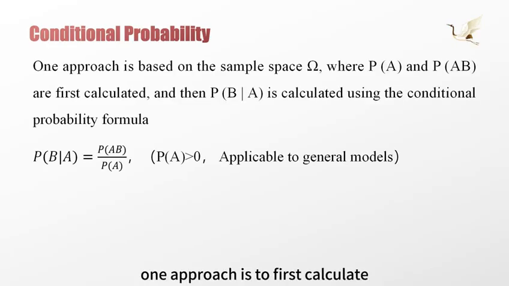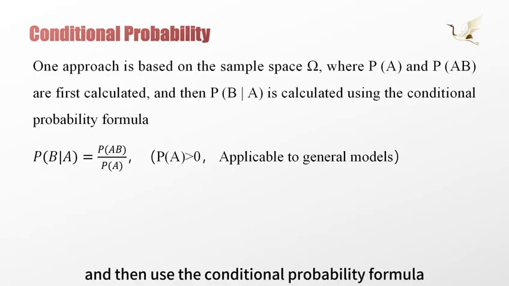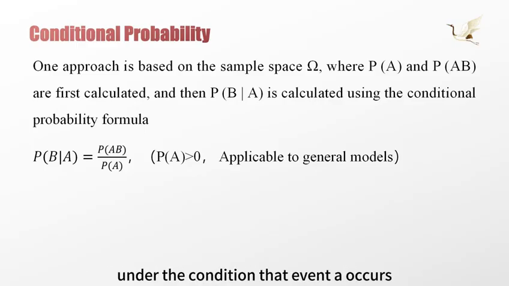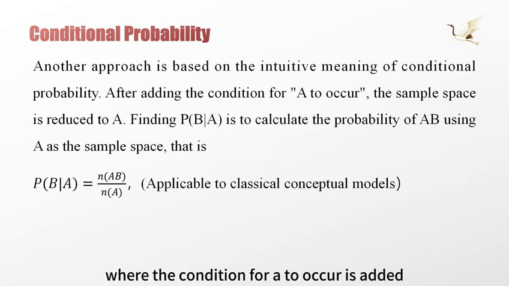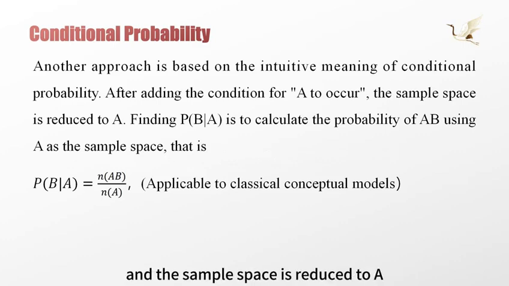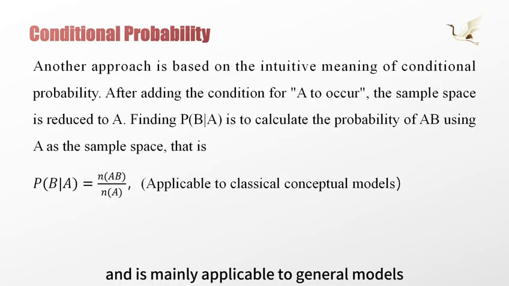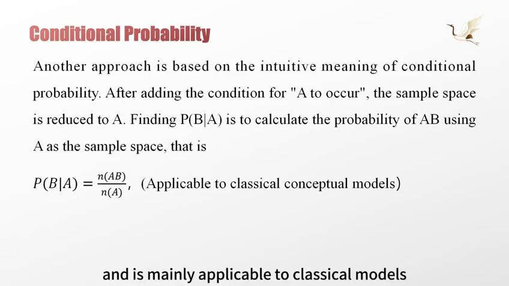One approach is to first calculate P(A) and P(AB) based on the sample space omega, and then use the conditional probability formula to calculate the probability of event B occurring under the condition that event A occurs. Another approach is based on the intuitive meaning of conditional probability, where the condition that A occurs is added and the sample space is reduced to A. The probability of event B occurring under the condition of event A is calculated using A as the sample space to calculate the probability of B. The first type is based on the sample space omega and is mainly applicable to general models, while the second type is based on the intuitive meaning of conditional probability and is mainly applicable to classical models.